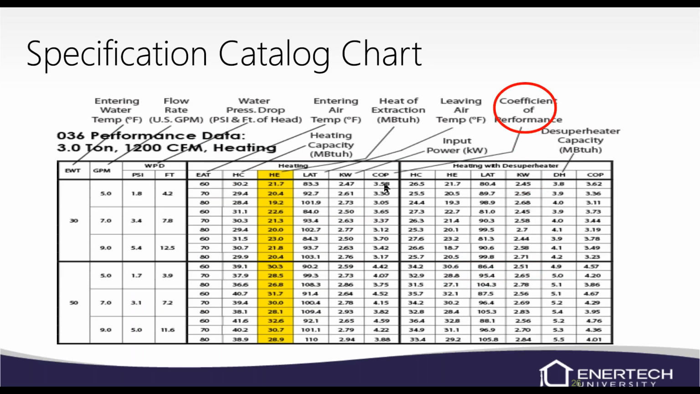Now, coefficient of performance, that's the efficiency of the unit. That's where we should be. That's what the lab tested it at. This is a good calculation if the homeowner ever complains about high utility bills and they blame the geothermal unit, because we have a COP listed, and with volts times amps, you can figure out what the COP of the unit actually is. If we're pulling a 3.0 and it's calling for a 3.5, then there must be an issue with the compressor.